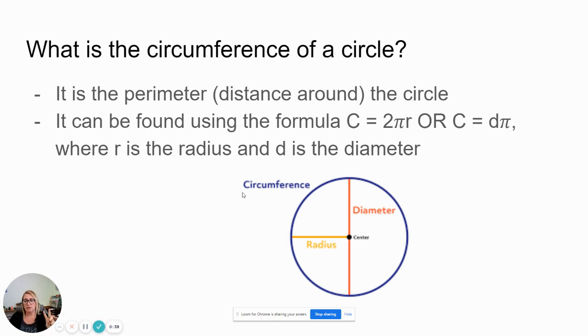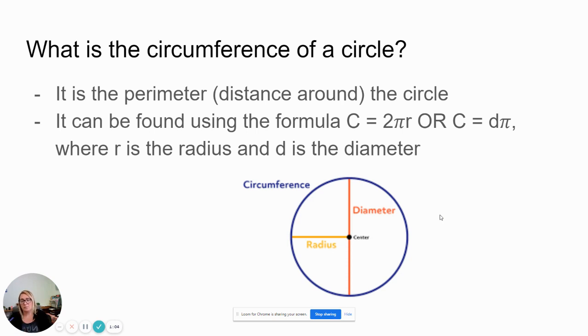There are two formulas you can use for it. One is if you have a radius, which has the R in there. The other one is with the diameter, which has the D. So either 2 times pi times the radius or diameter times pi, because remember the diameter is twice a radius. Either of those, you're going to decide which one to use based on whether you have a radius or whether you have a diameter, okay?